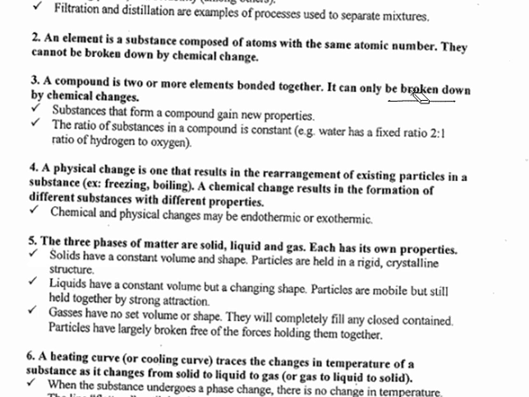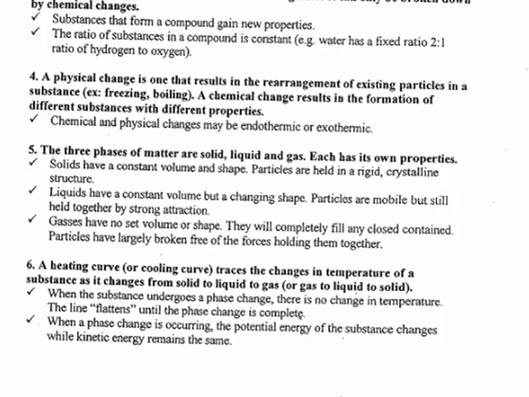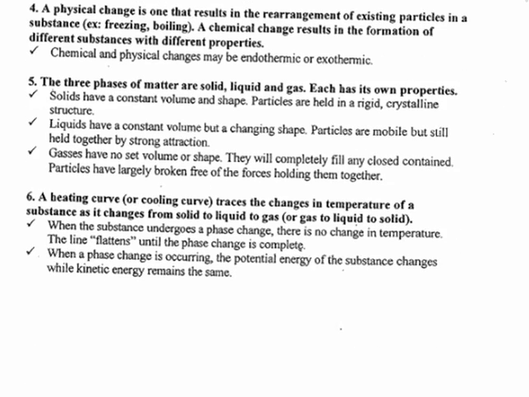A physical change results in the rearrangement of particles, like freezing or boiling. So all phase changes are physical changes. A chemical change results in the formation of something new and different. If you burn paper, that is a chemical change. If you rip paper, that is a physical change because it's still paper.